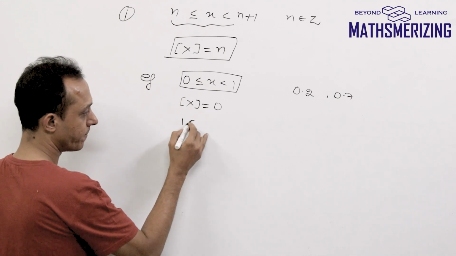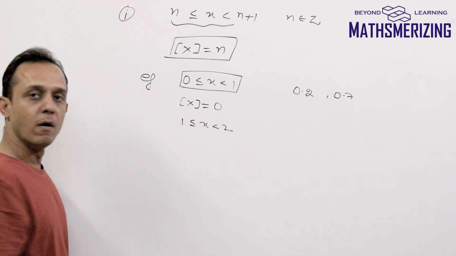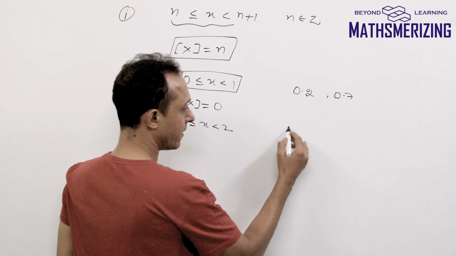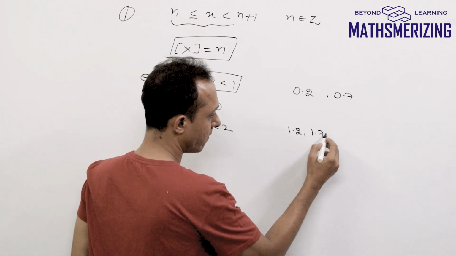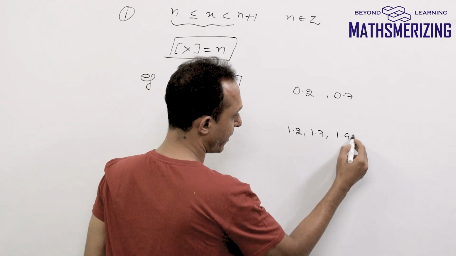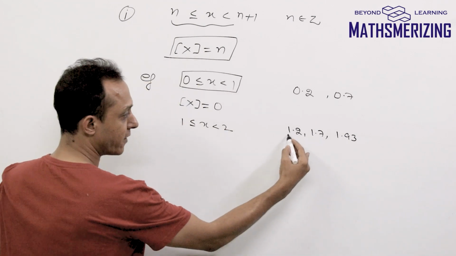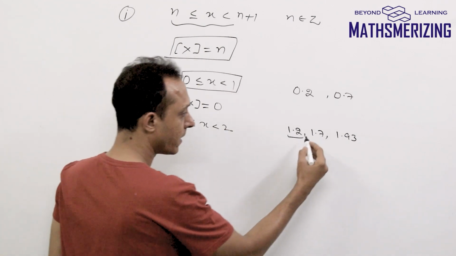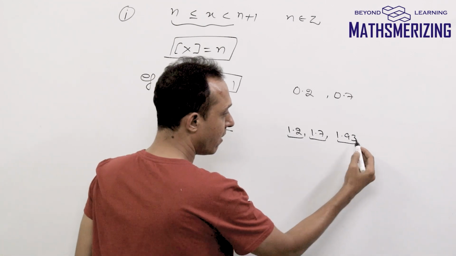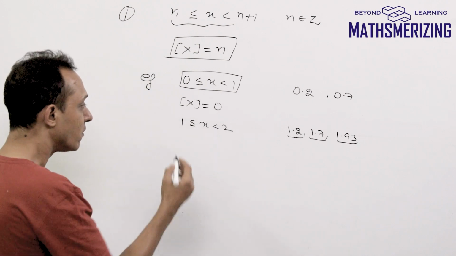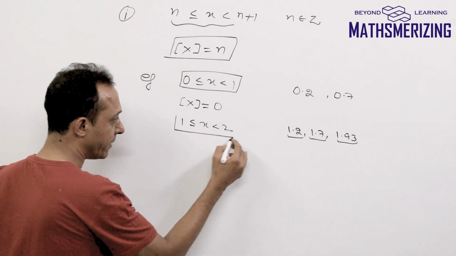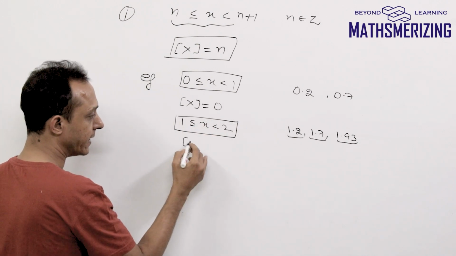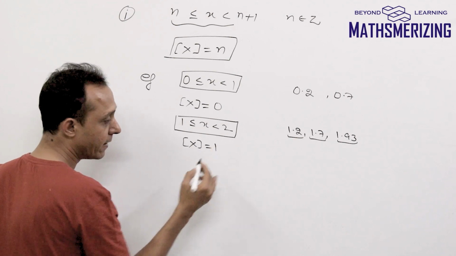What if I say x lies between 1 and 2, say 1.2, 1.7, 1.93. So greatest integral function of 1.2 will be 1. 1.7, it is 1. 1.93, it is 1. So for all the numbers that lie between 1 and 2, its greatest integral function of x will simply be 1.